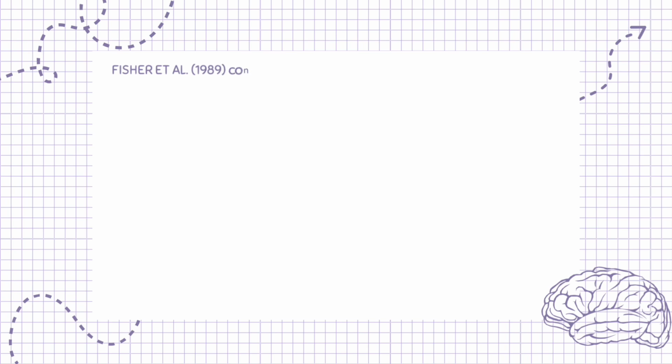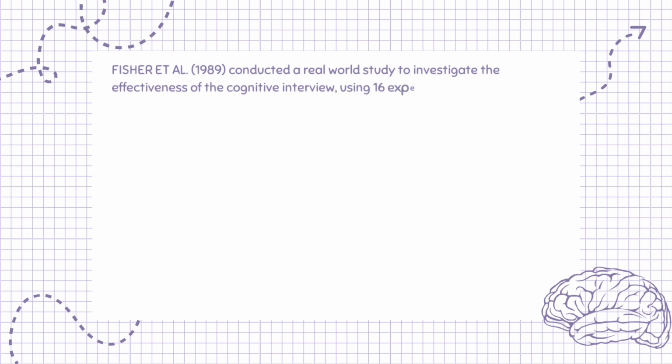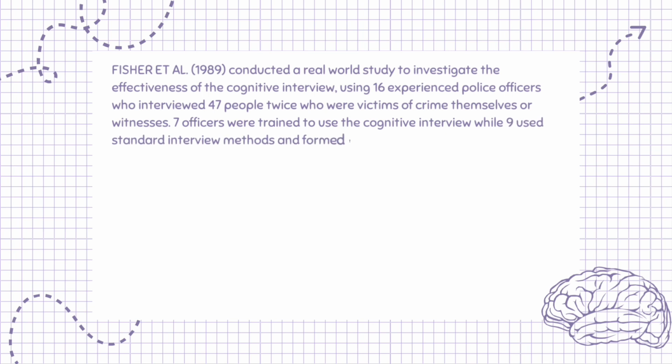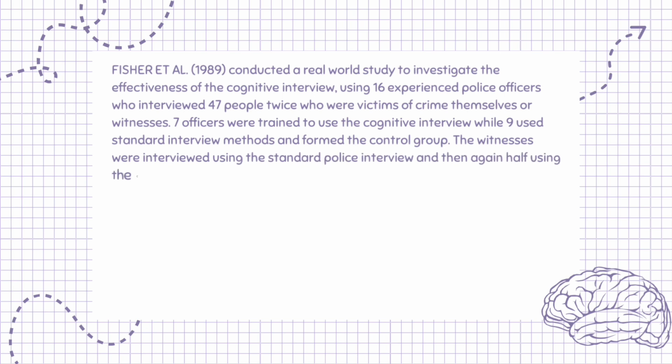Fisher et al., 1989, conducted a real-world study to investigate the effectiveness of the cognitive interview, using 16 experienced police officers who interviewed 47 people twice who were victims of crime themselves or witnesses. 7 officers were trained to use the cognitive interview while 9 used standard interview methods and formed the control group. The witnesses were interviewed using the standard police interview and then again, half using the cognitive interview and half using the standard interview. The groups were then compared.